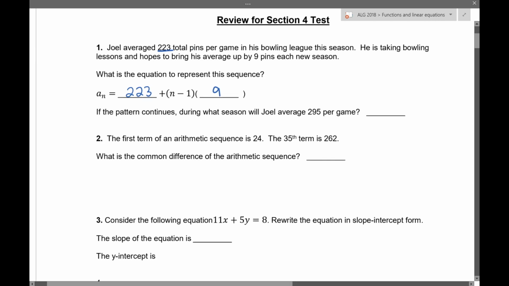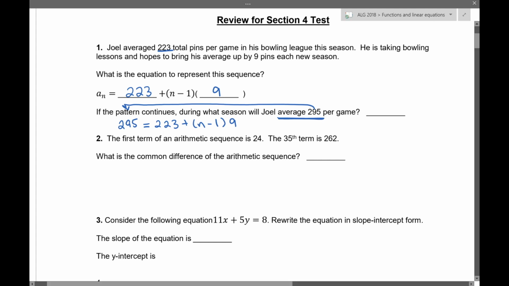If the pattern continues, during what season will Joe average 295 per game? All right, so in this problem, we're going to use the same equation. Blank equals 223 plus n, we don't know the season yet, minus 1 times 9. Now although we don't know the season, we know the average he wants it to be, 295. So where would 295 go? It goes all the way to the front, right there. So 295. Okay, so now we just simply try and solve this out.